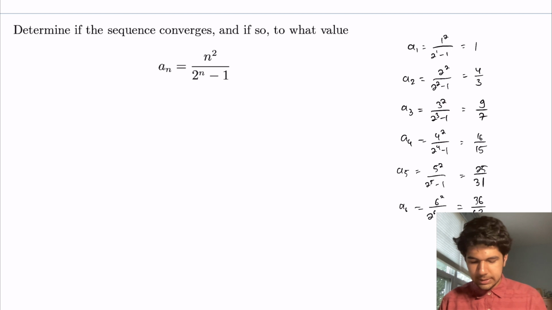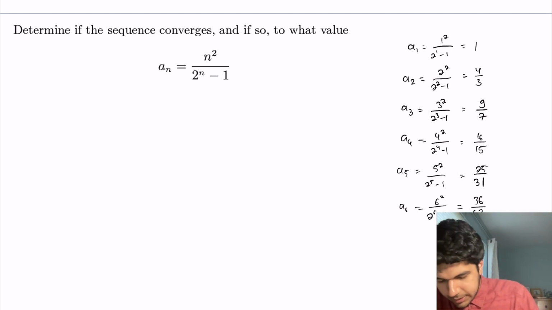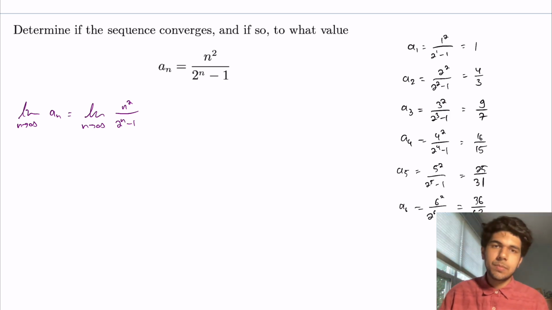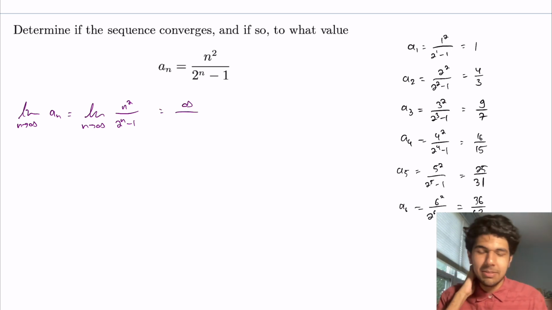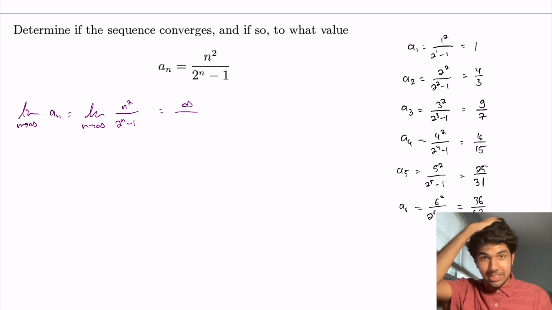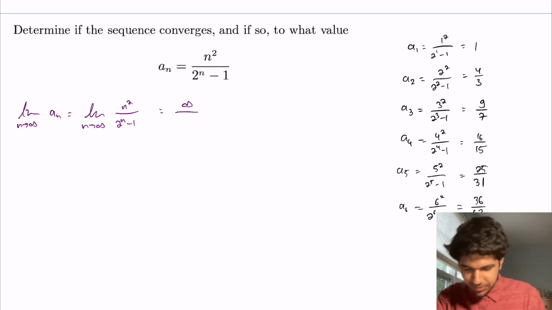I'll move this off to the side. We want to find the limit as n approaches infinity of a sub n, which is equal to the limit as n approaches infinity of n squared over 2 to the n minus 1. If we were to just plug in infinity for n, we'll get infinity squared in the numerator, which is just infinity, and in the denominator 2 to the infinity is just infinity, minus 1 is still infinity.